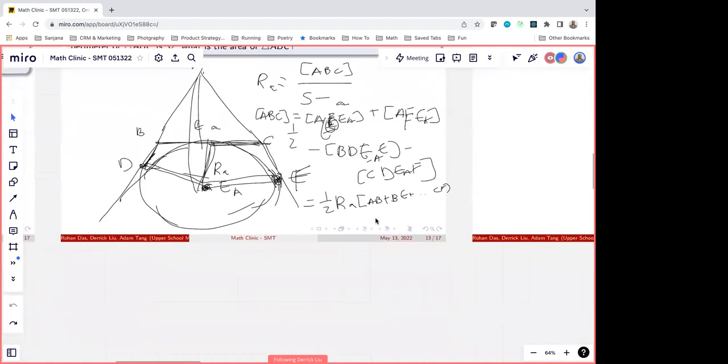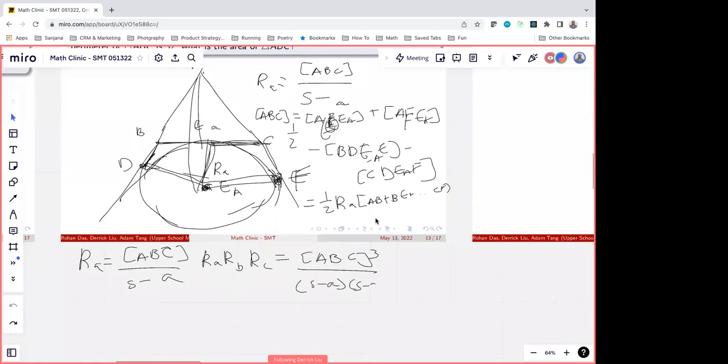But once we have that the radius of an x circle is equal to the area of a triangle divided by the semi-perimeter minus the length of the side it's facing, we know that RA times RB times RC is equal to the area of the triangle cubed divided by S minus A, S minus B, and S minus C. And this looks suspiciously similar to Heron's formula. So if we multiply both the top and the bottom by the semi-perimeter, then S times ABC cubed.